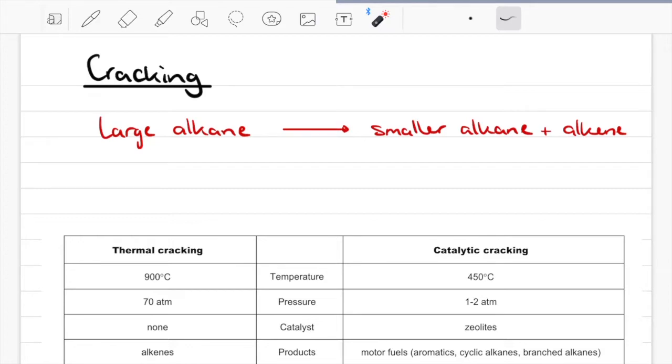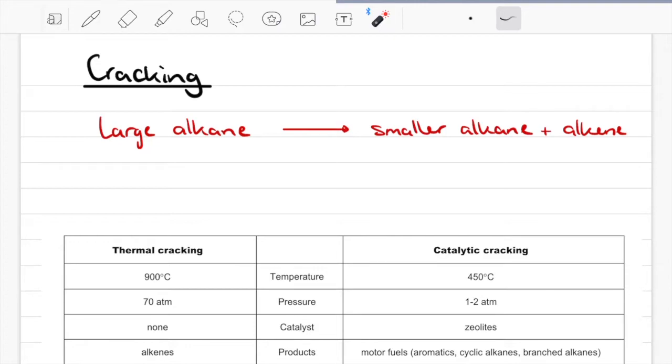What cracking allows us to do is to take the things that we have too much of, to help satisfy the demand of the things that we have too little of. So we have perhaps more of the large molecules than we need, and we can use cracking to make more of the smaller molecules that we do need.